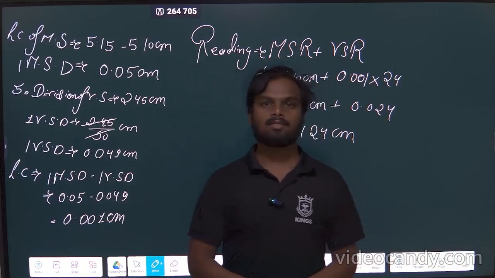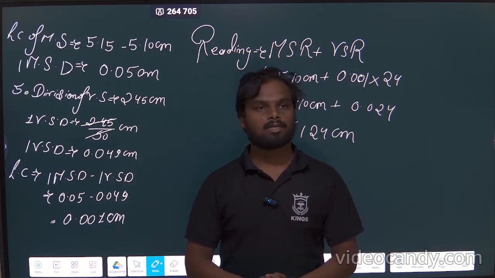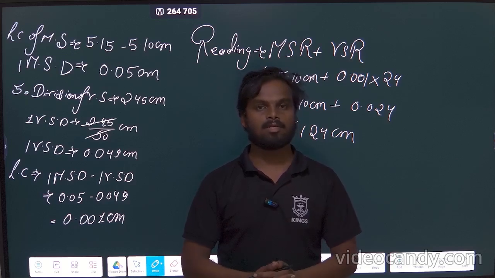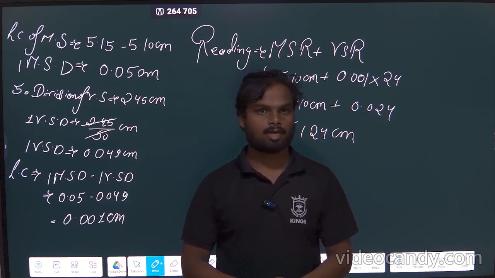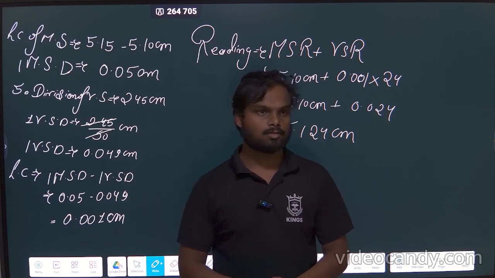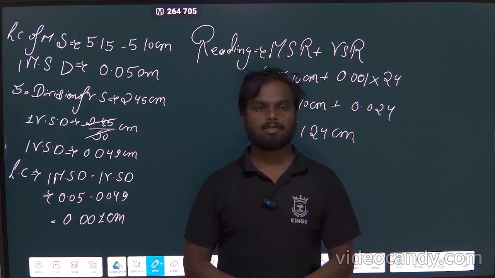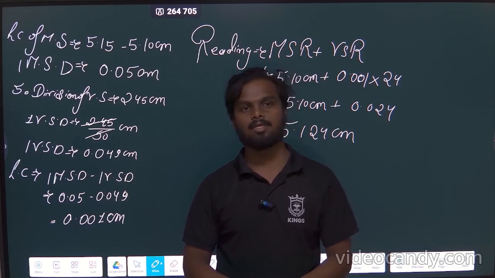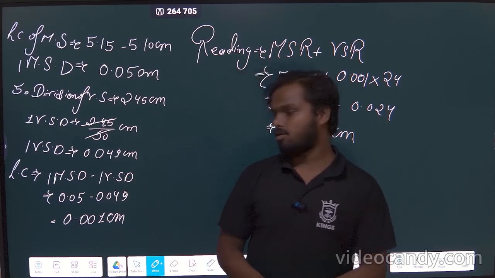So in the last class we have learned about vernier caliper, and today we are going to do some more numericals, and then we will see the positive error and the negative error in vernier caliper. After that we will move to the screw gauge, and in the screw gauge we will cover what is positive error, what is negative error, how to calculate the least count of the screw gauge, how to take the readings, and finally our chapter will be completed. Okay, so let us start the error.